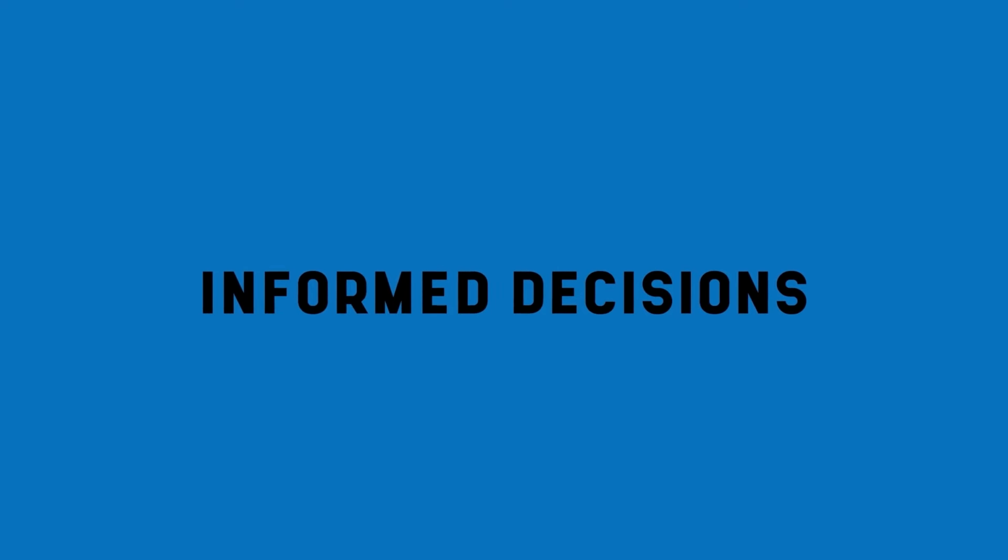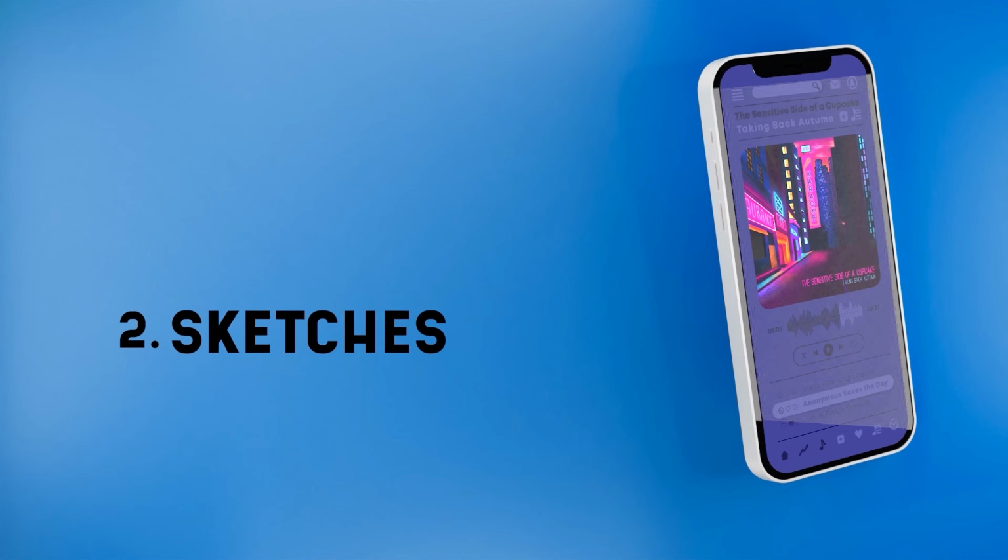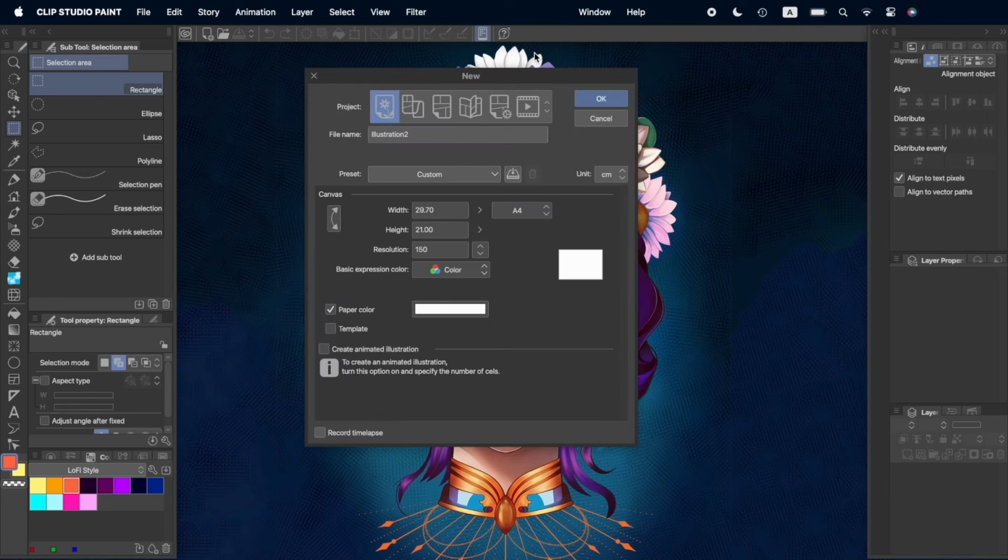With these details, we can start doing our sketches and pick what style we want to recreate. From all the research we did previously, we have a broad idea of what we want to do. We're going to create a new file and we're going to do some rough sketches of our album cover.